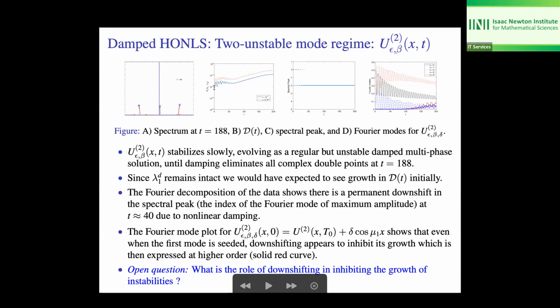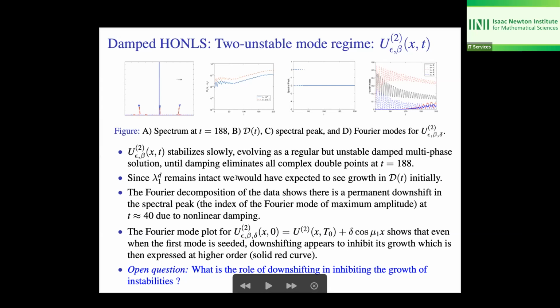And if you had, for example, linear damped higher order NLS, you would have seen a similar situation where lambda, the first double point does not split, and you would have seen a much more striking growth in the difference of the nearby initial data.